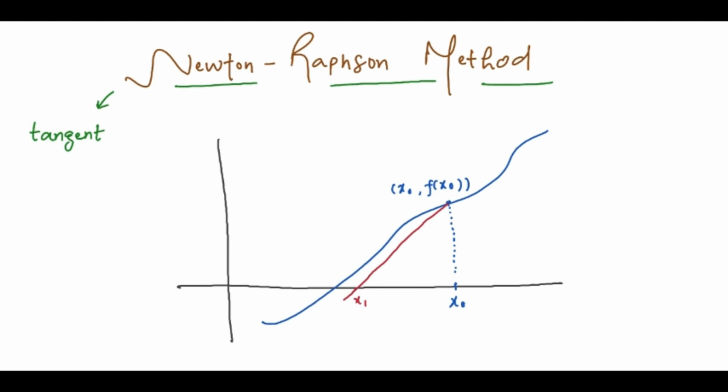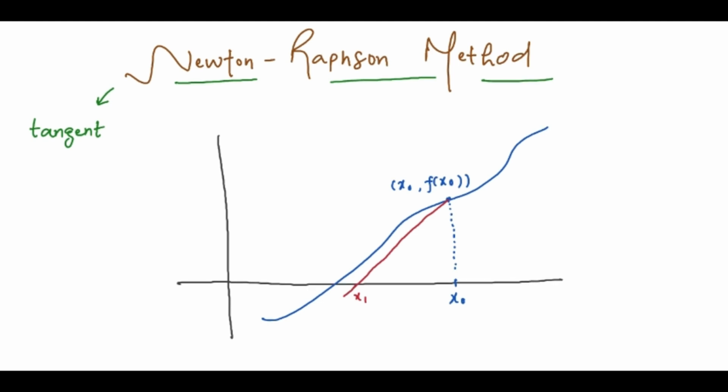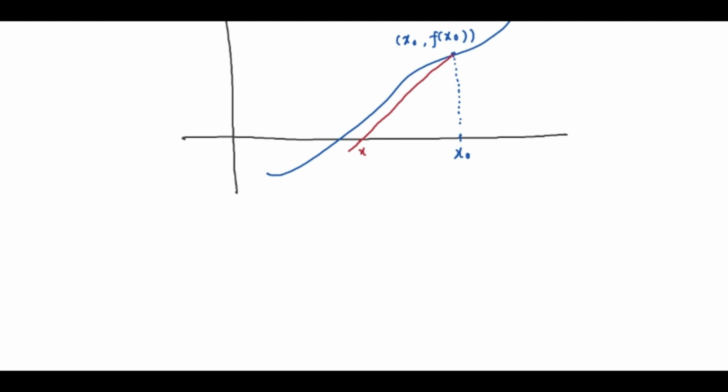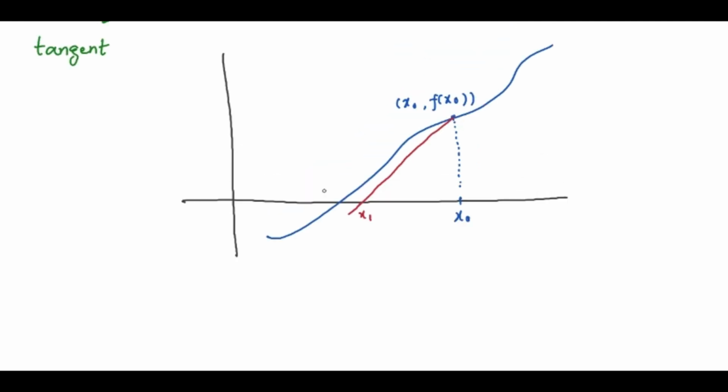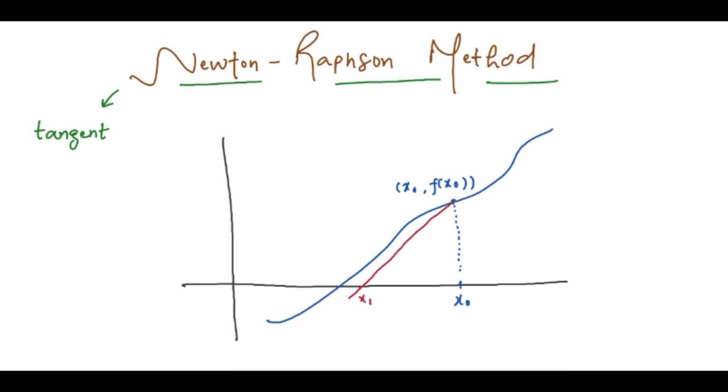Unlike the bisection and regula falsi methods, the Newton-Raphson method doesn't require any interval that contains the root. It starts from a single initial approximation and refines it using the slope of the function. So, we have the equation of the tangent here. If I take this x0 as xn, and this x1 value to be xn plus 1.